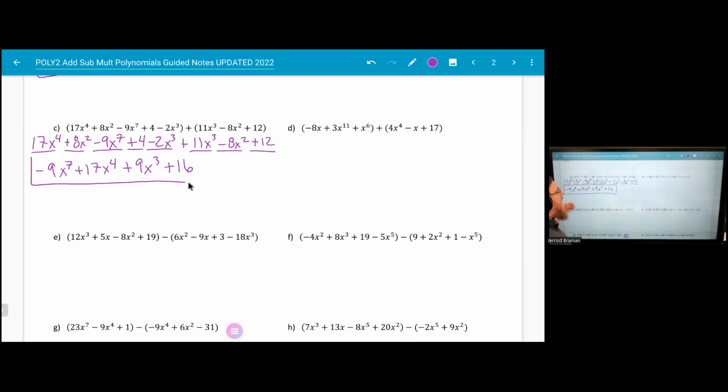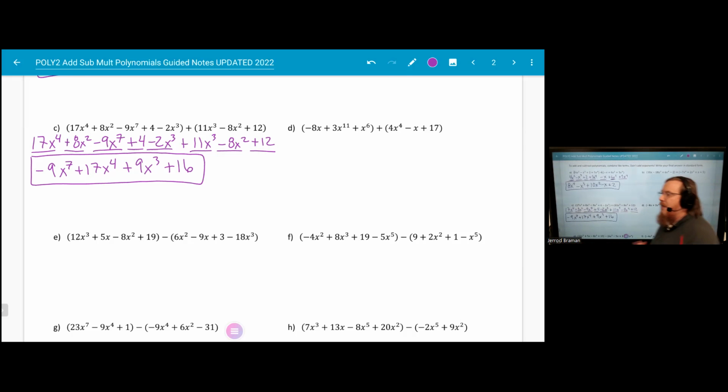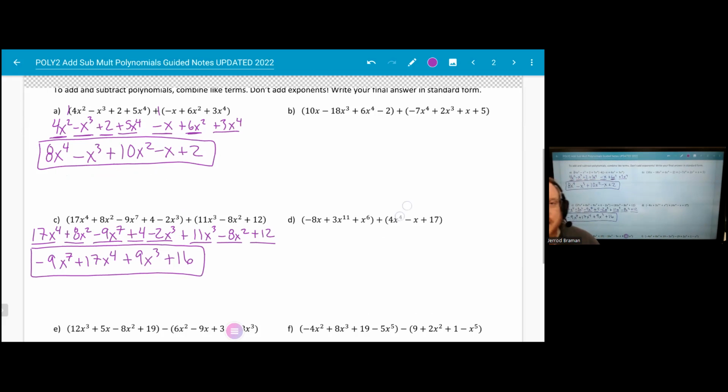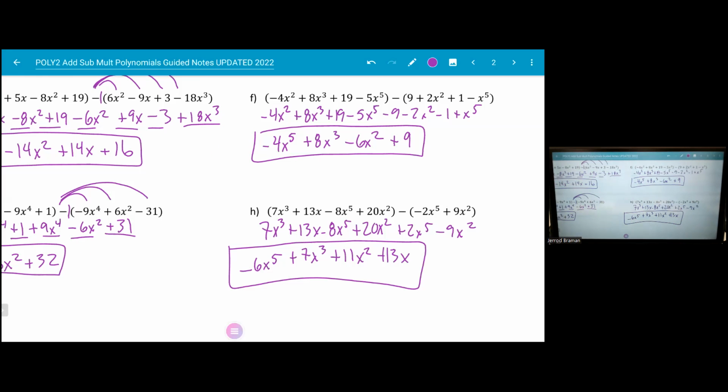If you want to organize these in an above-one-another fashion, that's what I'll do here. I'm not going to explain that, but you can see what I do in just a second, because now you're going to try letters B and D after I pause this. And when you're done, you're going to come back and check your work.